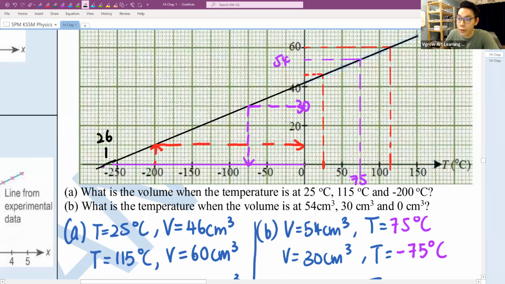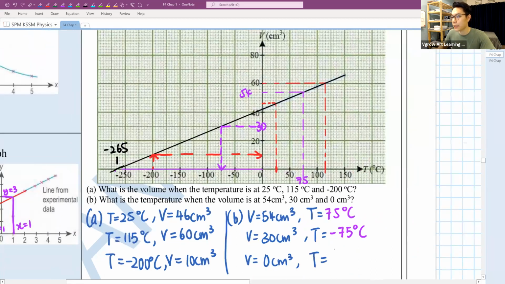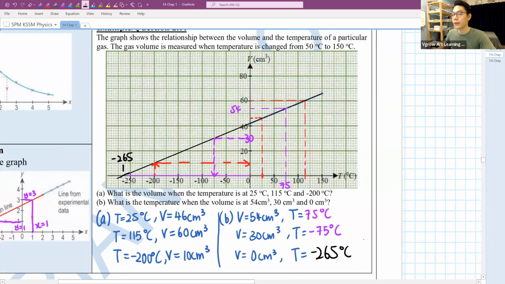265. Okay, I think it's about negative 265. Mine is about negative 265. If you get negative 260 also can. If you get negative 270 also can. Okay, around there.